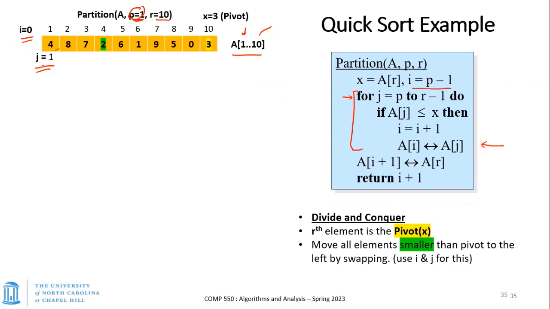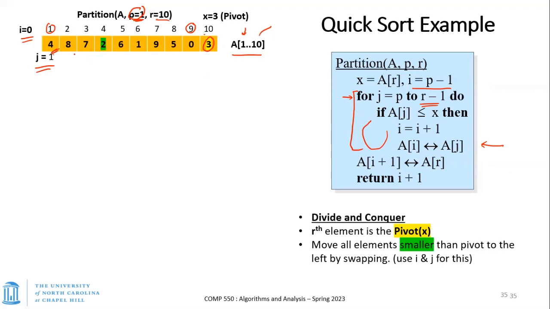J is now going to go from 1, from the first element, all the way up till the R minus 1th element, so till 9. And we're going to say, is the jth element of A less than or equal to the pivot? In this case, is 4 less than or equal to the pivot? No. Okay, we're going to keep on going. We're going to increment I. Sorry, we're not going to increment I. We're just going to go to the next value of J.